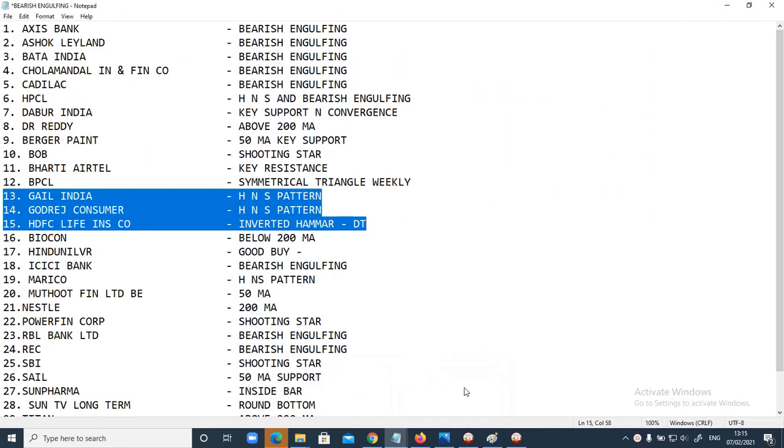Guys, you can see the list of stocks here. All these other stocks, whatever I have analyzed, I have uploaded the video on YouTube. You can check it out. In this video, we'll be covering GAIL India, Godrej Consumer and HDFC Life Insurance. Now let's move to GAIL India first.